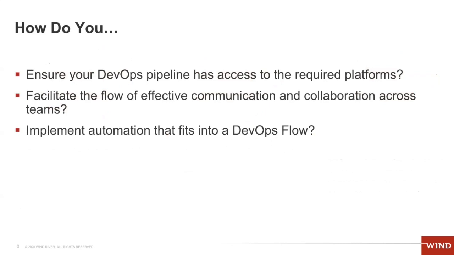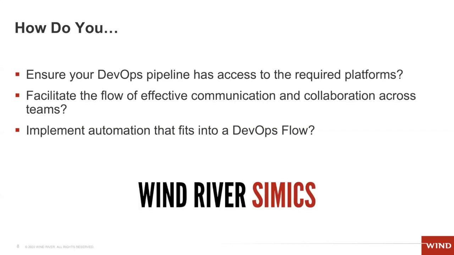So how do you do it? How do you make sure that the DevOps pipeline itself, that series of automated steps, has access to the required platforms so that you can automate test? How do you make sure that there's effective communication, an effective flow of data and collaboration across teams? And how do you make sure that test automation fits into your DevOps pipeline and the workflow that you want to achieve? So one solution, and the solution that I want to focus on throughout the rest of this presentation, is Wind River Simics.